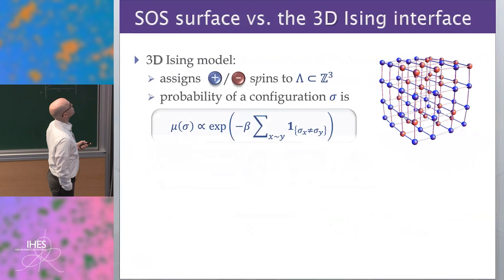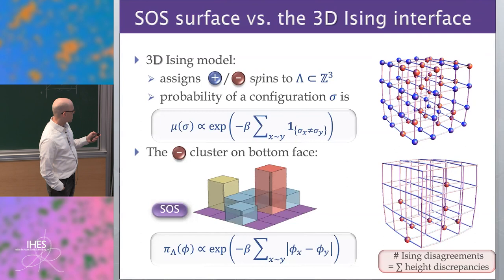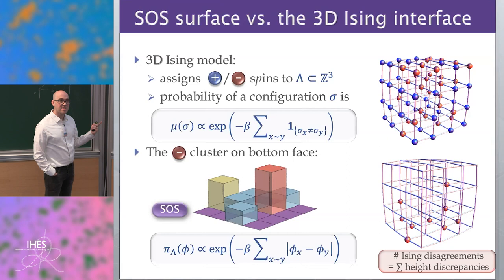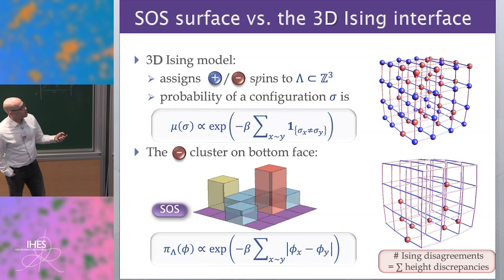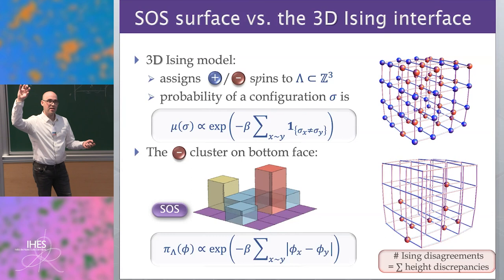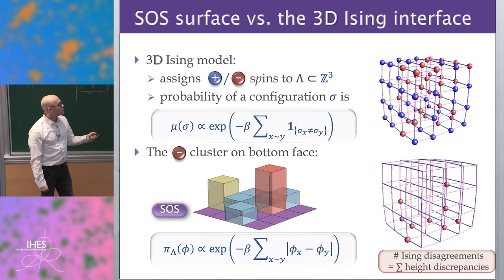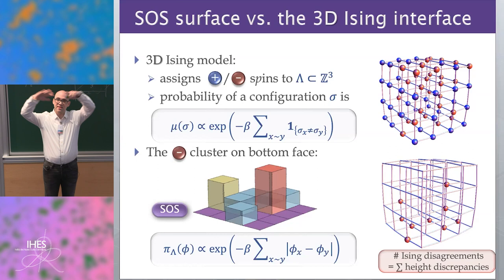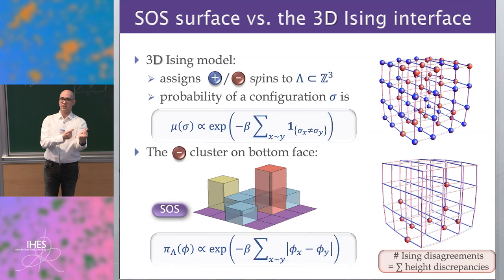Okay, I have one slide here that shows why, it's kind of obvious to those who haven't seen it, why the SOS model is such a valuable approximation of Ising. What the slide is trying to show is that if you restrict yourself to configurations that don't have overhangs and don't have clouds, bubbles hanging in, the Hamiltonian that you're counting is exactly the same one. Because if you start with minuses on the bottom and plus everywhere else, then counting vertical discrepancies between a guy and the neighbors is exactly counting the total number of disagreements in the corresponding Ising model.